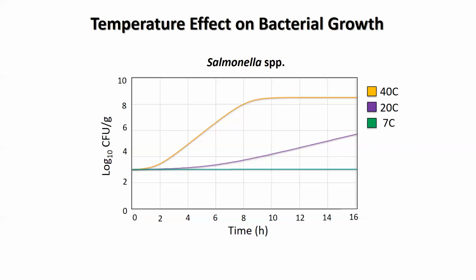However, if we hold this food for 16 hours at 20 degrees Celsius, there is 1 million colony-forming units per gram of salmonella. This emphasizes a key concept, the combination of temperature and time in influencing microbial growth. Looking at the green line, which is food stored under refrigerated temperatures, there is no increase in salmonella. Refrigeration temperatures stop the growth of salmonella. However, this is not true for all pathogens. Listeria monocytogenes, for example, has the ability to grow at refrigeration temperatures.